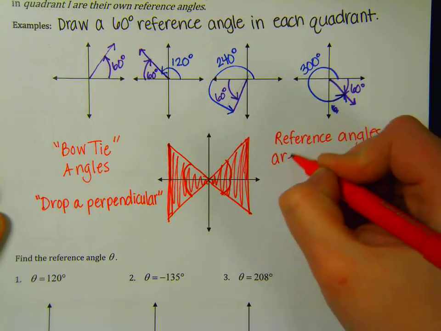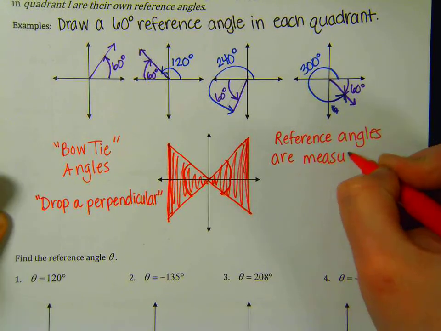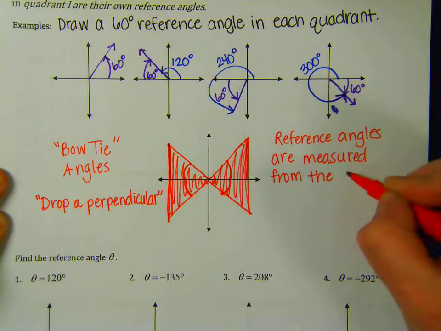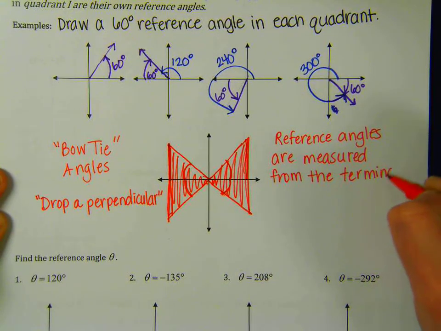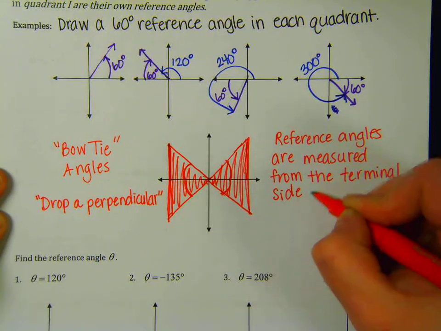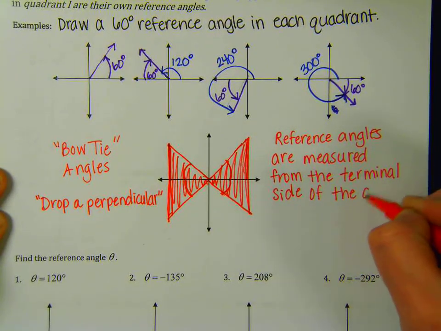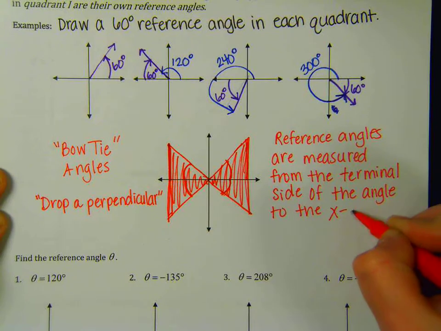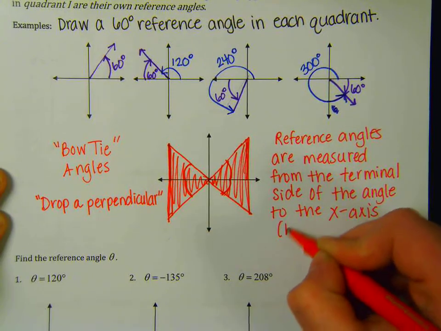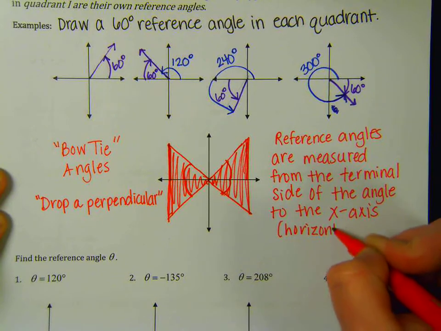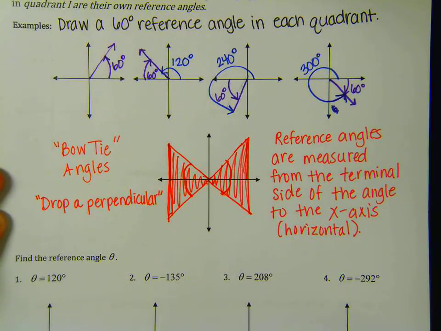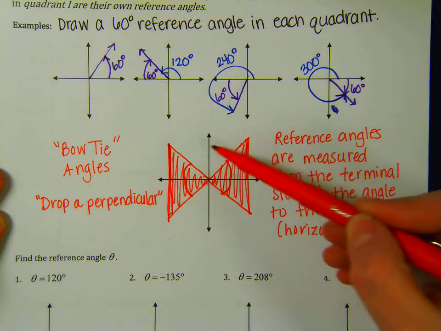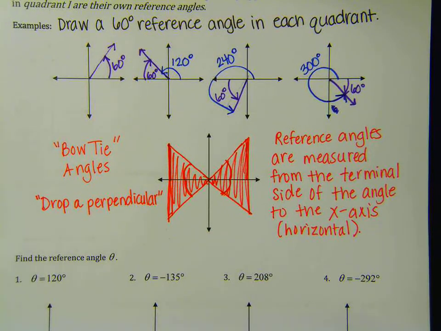So reference angles are measured from the terminal side of the angle to the x-axis or horizontal. So I put my line down to the x-axis here. I did not put it to the y-axis. So ultimately, that is what a reference angle is.